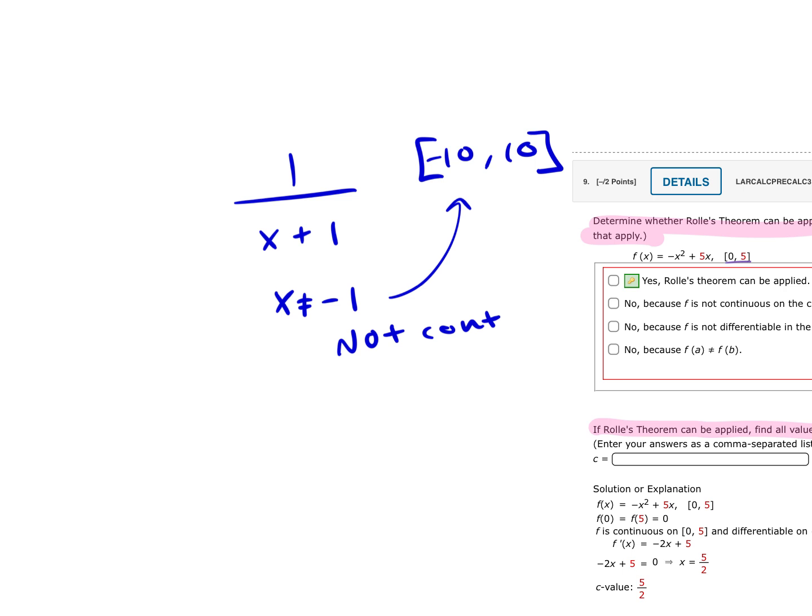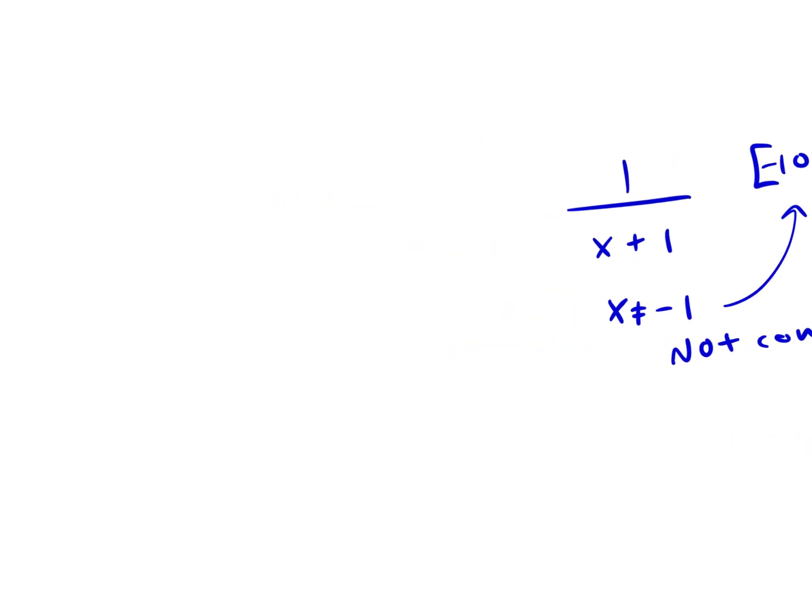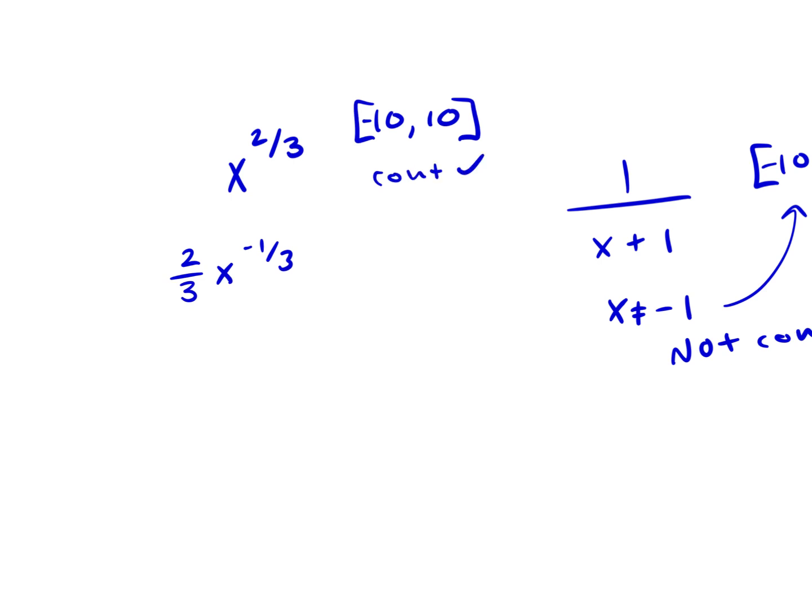There are a couple of examples that we've done in some of the homework. If we had something like x to the 2/3 power, this is continuous on the interval, let's say negative 10 to 10 again. But if we took the derivative, 2/3 x to the power of negative 1/3, and made it a little nicer, this would be 2 over 3 times the cubed root of x.